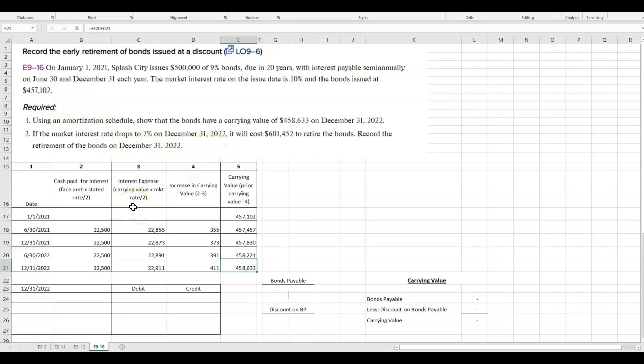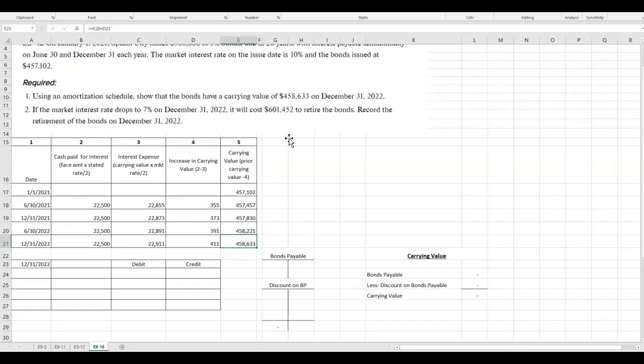So, assuming that the market rate drops to 7% instead of the 10% on December 31st, 2022, it will cost us $601,452 to retire the bonds. So we want to pay them off early. If we pay them off early, it depends on what the market rate is when you pay them off or retire them. So we want to record the retirement of bonds on December 31st, 2022. So we have to know the carrying value on that date.